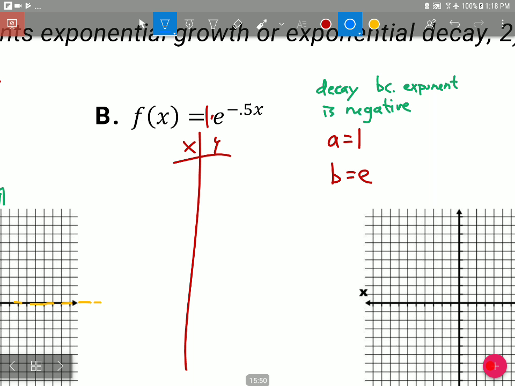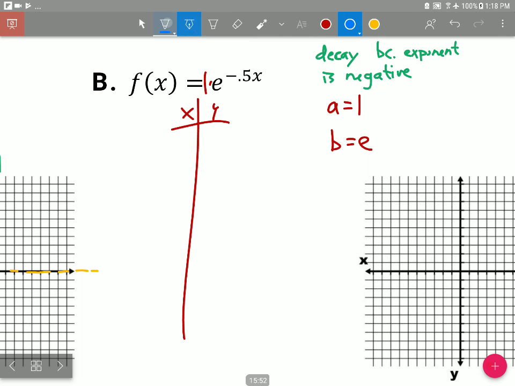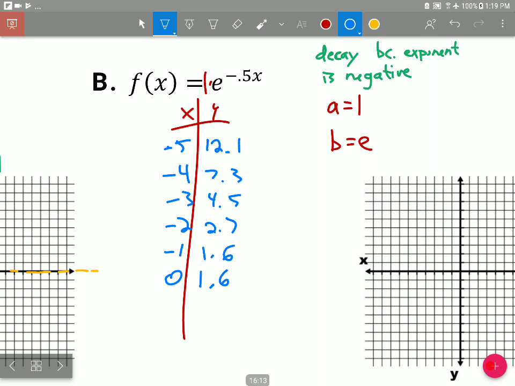Negative 5, 12.1. Negative 4 was 7.3. Negative 3 was 4.5. Negative 2 was 2.7. Negative 1 was 1.6. 0 is 1.6. Oh, it's 1. 0 is 1. I looked at the wrong one. 0 is still 1 because that's your A value. I was like, that's not right. And then 1 was 0.6, and it just kind of gets incrementally closer to 0.